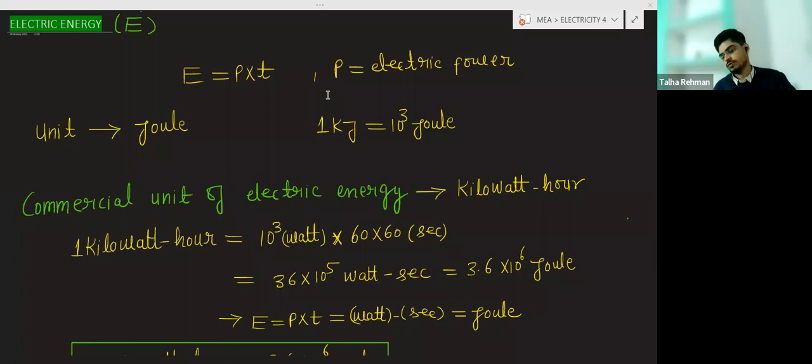And electrical energy is due to electrical work done. So basically, you should know what is electrical energy and what is the formula of electrical energy.